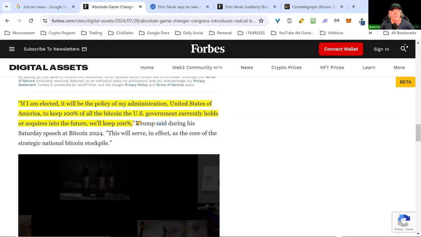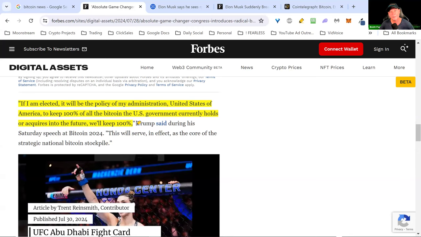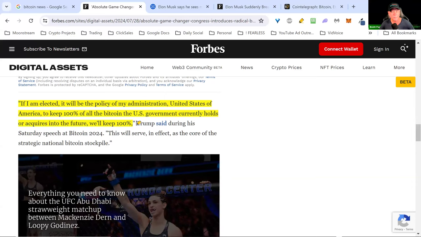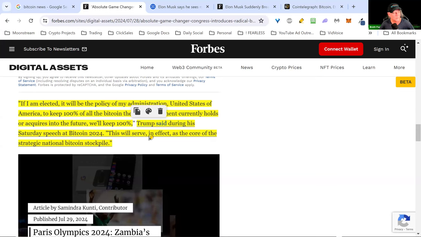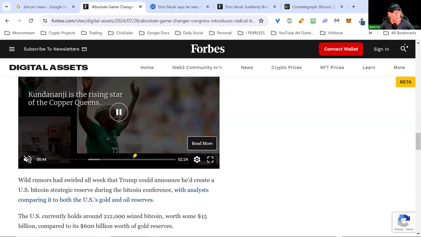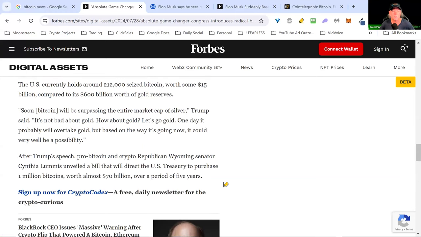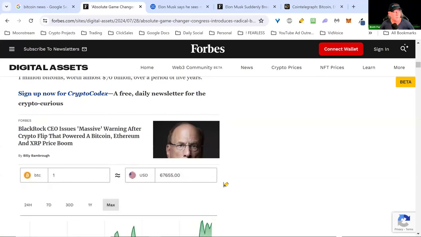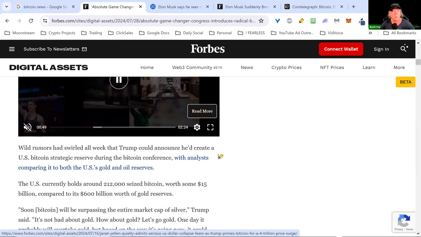If they're going to go after it nefariously, I don't think they would. But if they could get it back from hackers, that would be great. Maybe he could have another meeting with Kim Jong-un and say, hey, can you give us all that Bitcoin back that your hackers have been stealing? Unlikely. But this will serve in effect as the core of the strategic national Bitcoin stockpile. That's very good. We'll know more as we get closer to the election, and I do think the markets will react very favorably to all this, both business owners and the crypto investors.